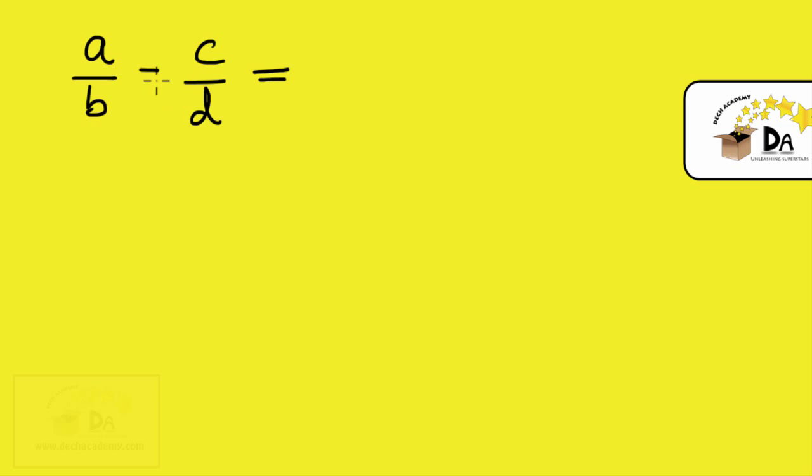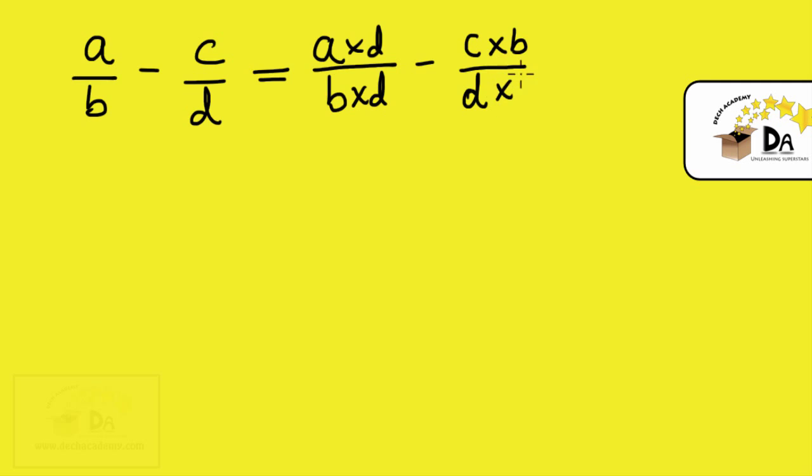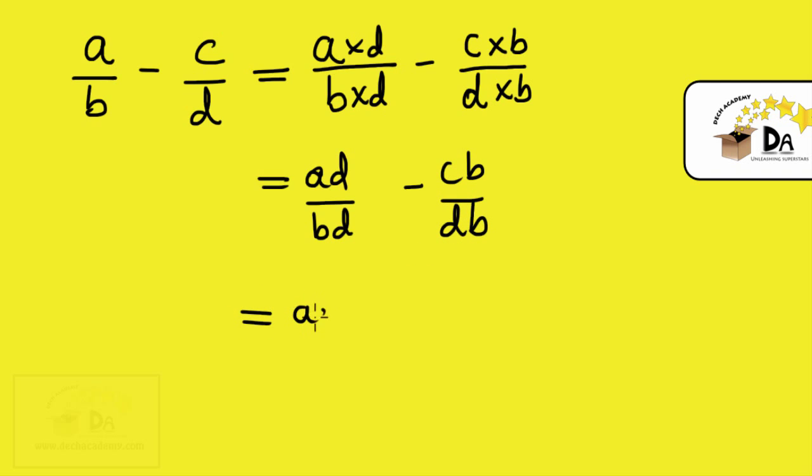The way to achieve this is to take the first fraction and multiply it through by the denominator of the second fraction, d. Note down the operation, here it's a minus. Then take the second fraction and multiply it through by the denominator of the first fraction. Simplifying gives AD over BD minus CB over DB, which is the same thing as AD over BD minus CB over BD. D times B is the same thing as B times D.